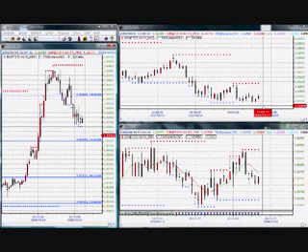I view support and resistance kind of like a fence. You can push up against it a couple of times, you might bounce back, but if you break through that fence, then a completely different set of trade setups is likely to occur.